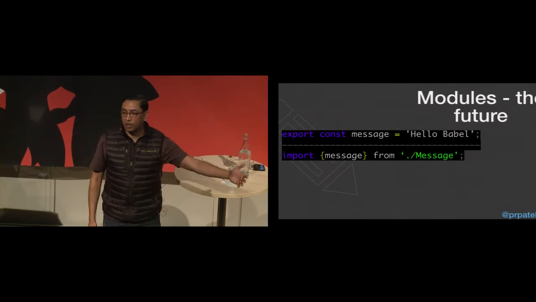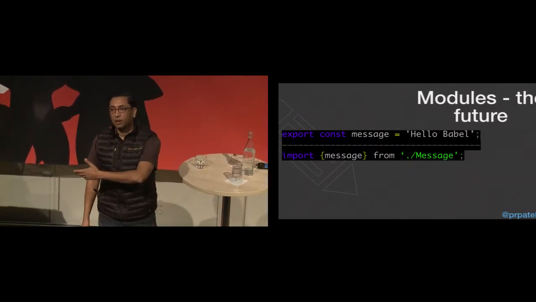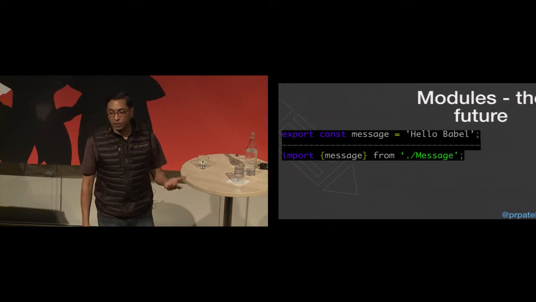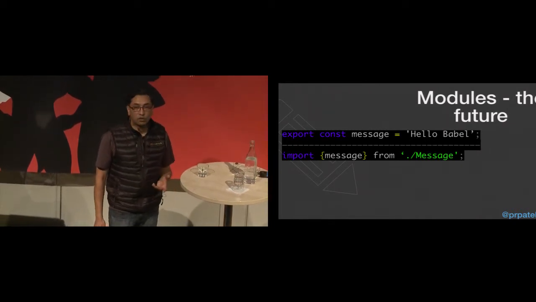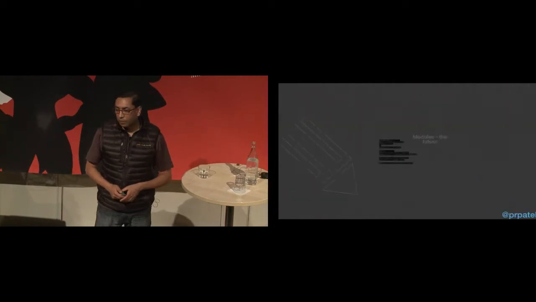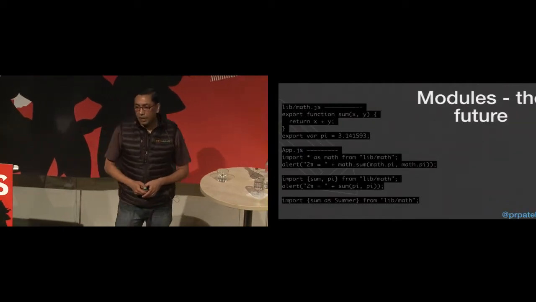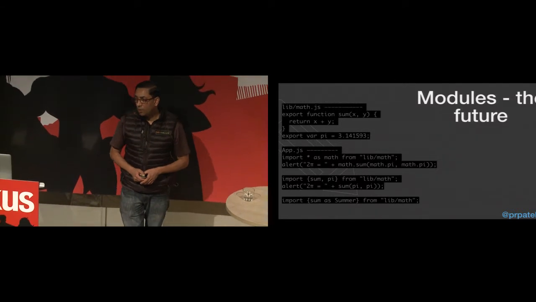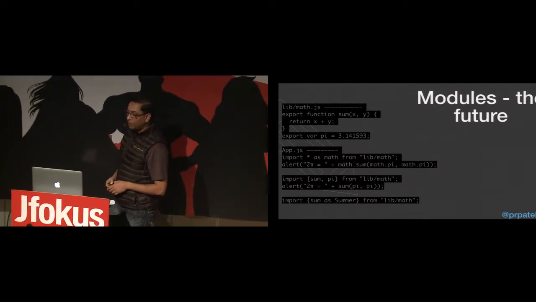And then somewhere else we can go and pull that thing in by just doing import message from .message. You can see there's no .js there anymore. So this is one way we could do it. We could also look at this more complete example where we have something called libs/math.js.